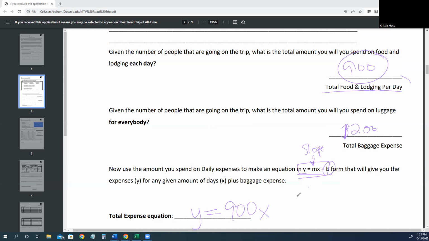B is our y-intercept, and the y-intercept is our starting point. So that's the amount of money that you're spending on day one of the trip. Day one of the trip, before we go anywhere, we spent $1,200 on luggage. So this is our equation. You want to keep track of it because we're going to be using it more.